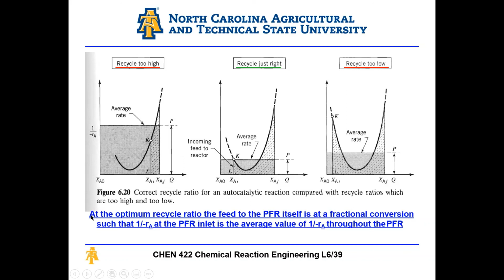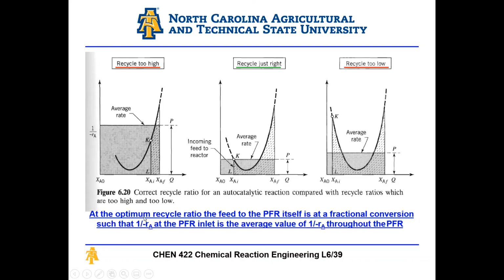So the point to make is that at the optimum recycle ratio, the feed to the PFR itself is at a fractional conversion such that 1 over minus RA at the PFR inlet is the average value of 1 over minus RA throughout the PFR, right?